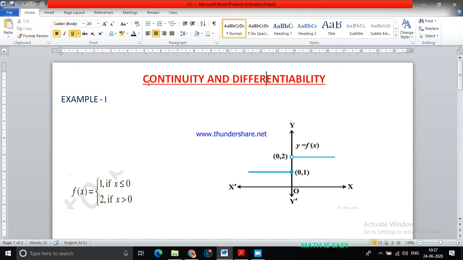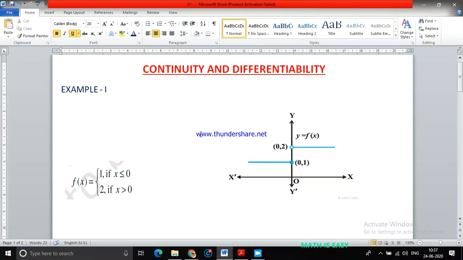So let's recall a few things about continuity. If I want to say a function is continuous, one, I can prove it mathematically, or second, I can represent that on the graph. If the graph goes without any breaks, then I can say it is a continuous function. Otherwise, it will be a non-continuous function.